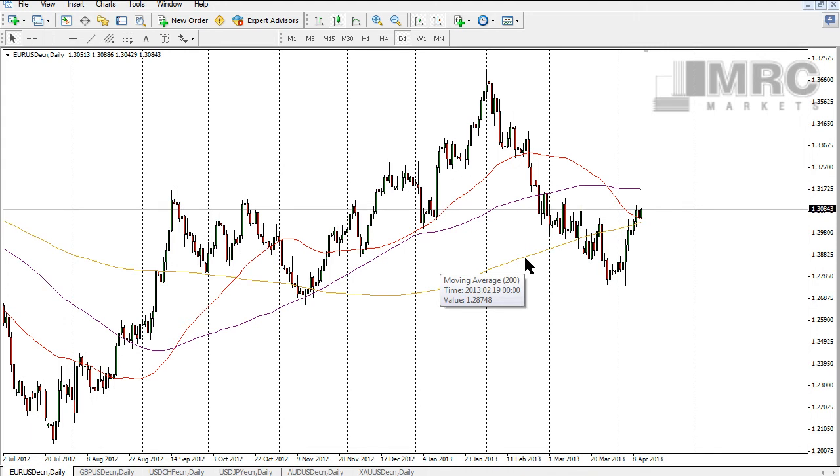We have 3 moving averages in each of these charts. The red one is a 50 simple moving average. The purple is a 100 simple moving average, and the gold is a 200 simple moving average. Basically I'm just going to review what's been going on in the markets and look at any setups that I'm looking at on my charts, and hopefully it will be of some use.